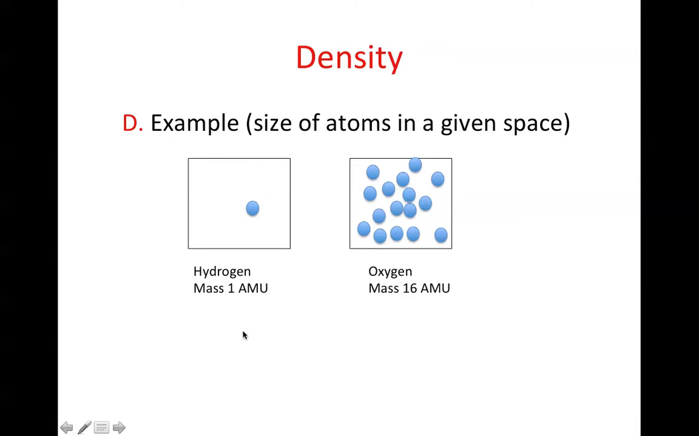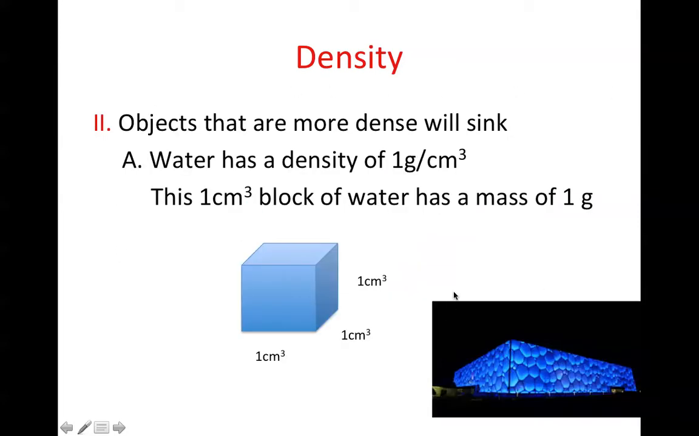So if you had these 2 gases in the same space, oxygen would sink to the bottom and hydrogen would float on the top. Things that are less dense go on the top, and things that are more dense sink to the bottom. Okay, make sure you wrote down all of this on page 47.